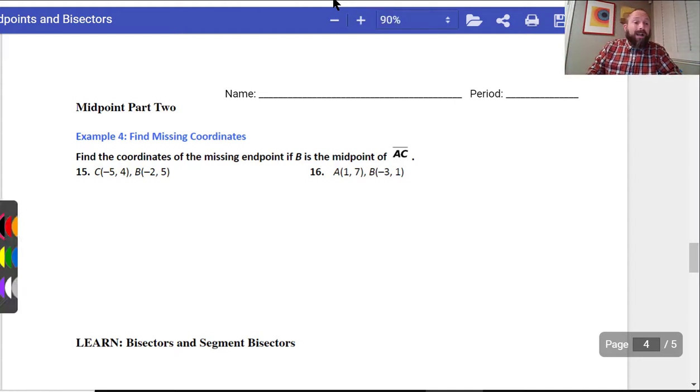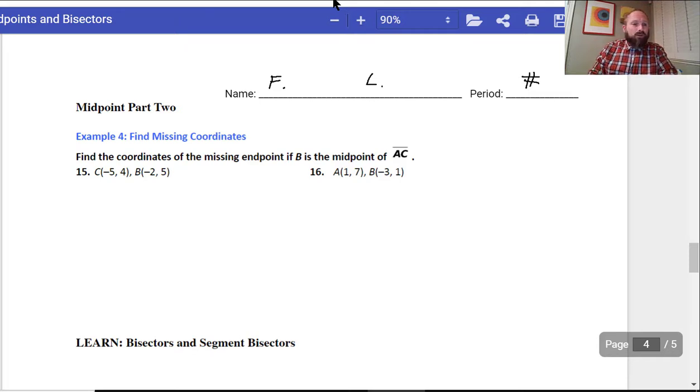Make sure that you write your first and last name at the top of this. And just as well, make sure you put your period number. So this is going to be easy or hard depending on if you read and make diagrams. So that's the most important part of this. So let's jump in. Find the coordinates of the missing endpoint if B is the midpoint of AC.